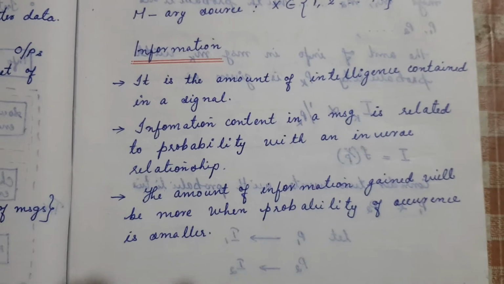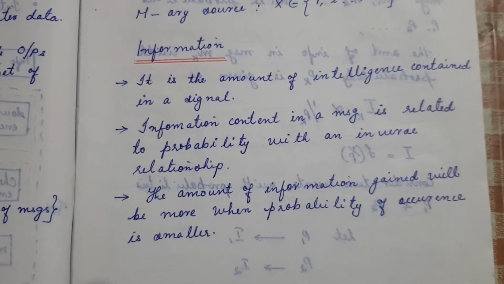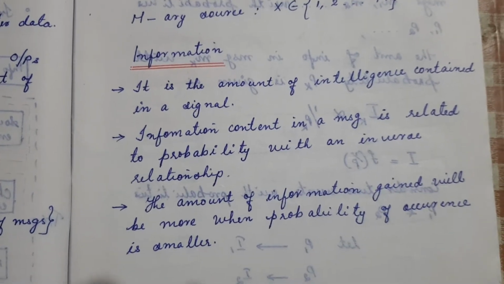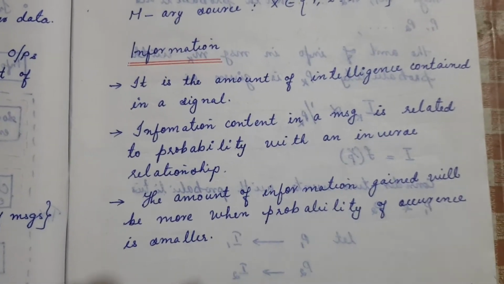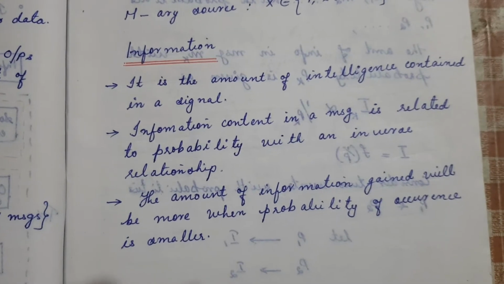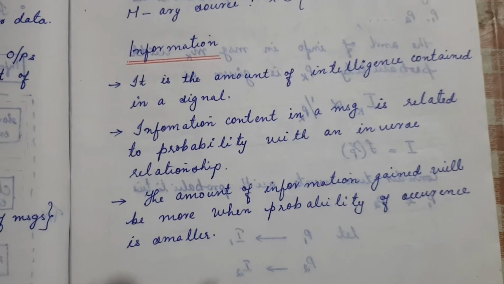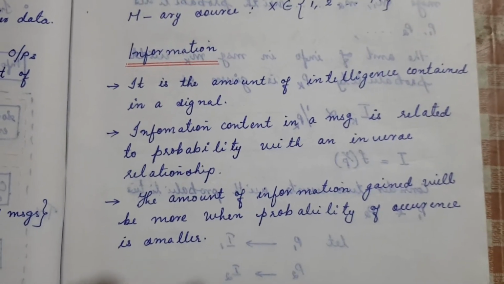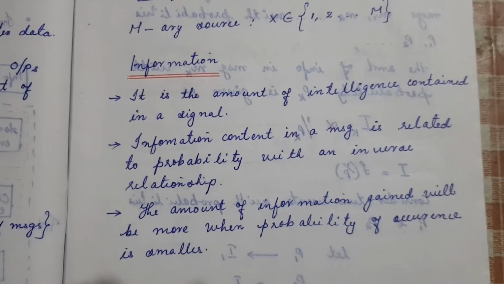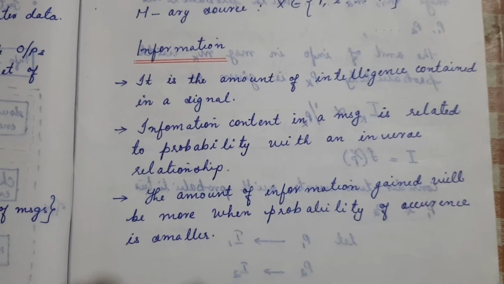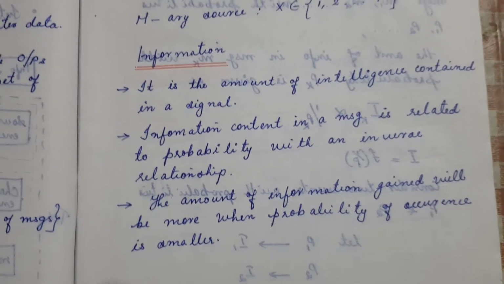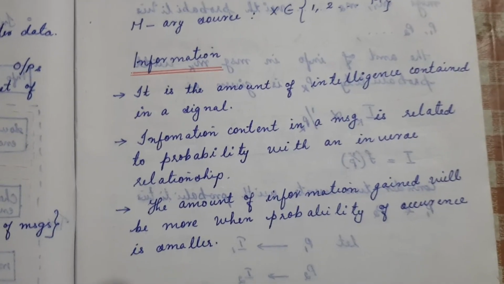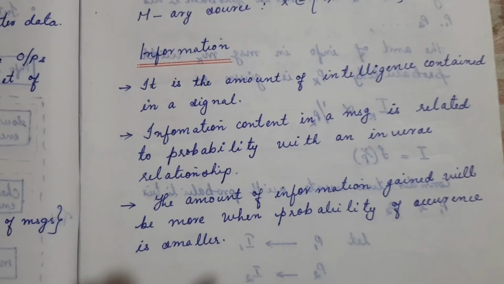So in order to calculate the information contained in a signal or a message, we have to model or consider this message or signal as an event, and then you are relating the probability of occurrence of this event to the information. Okay, so information content in a message is related to probability with an inverse relationship. That is, if the probability of occurrence of an event is more, then the information you get when that event occurs will be very less.